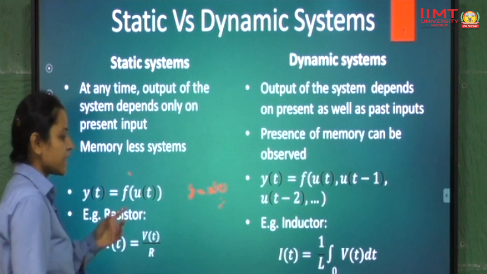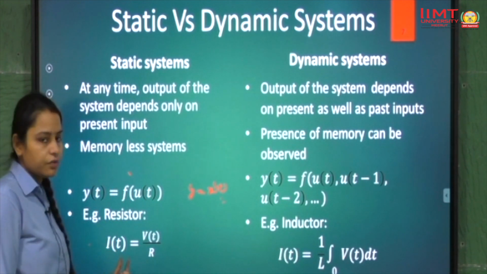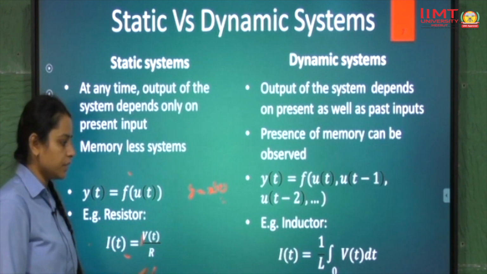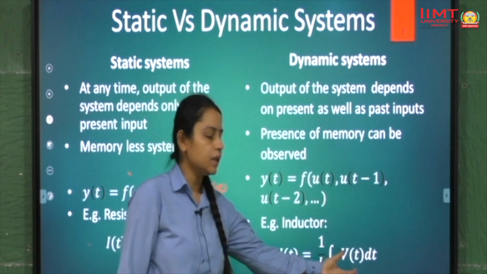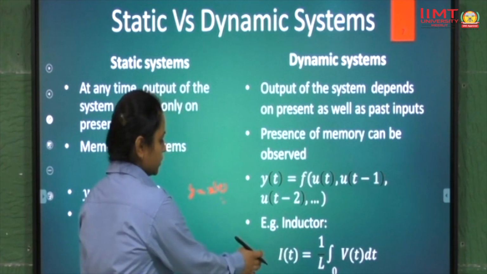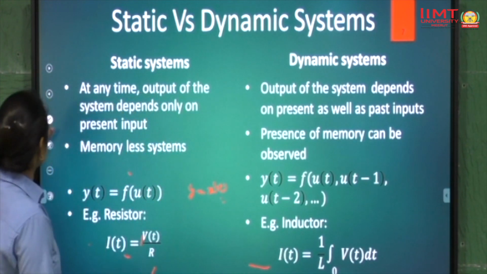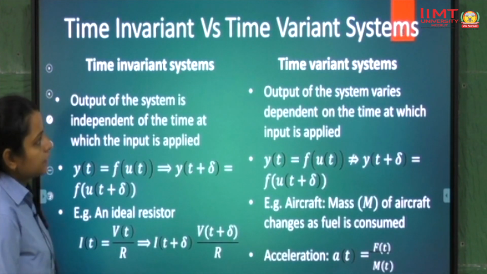The example of a static system is a resistor, where i(t) is equal to v(t) by R. An example of a dynamic system is i(t) is equal to 1 by L times the integration of v(t) dt.